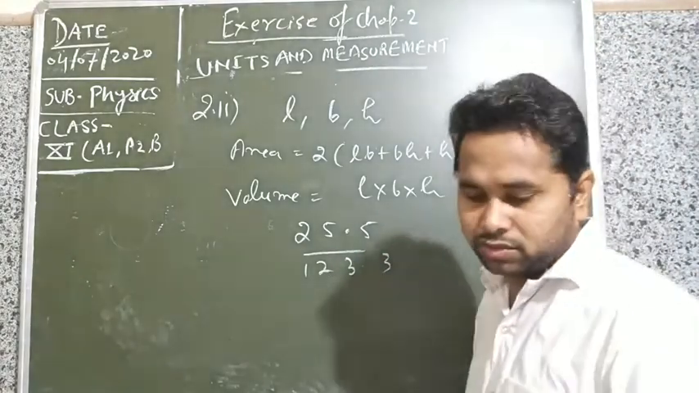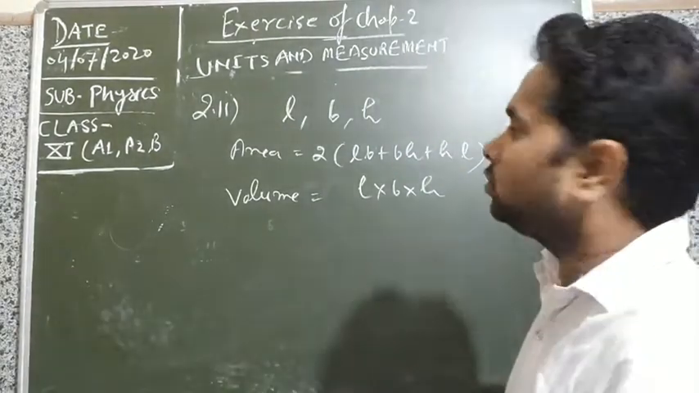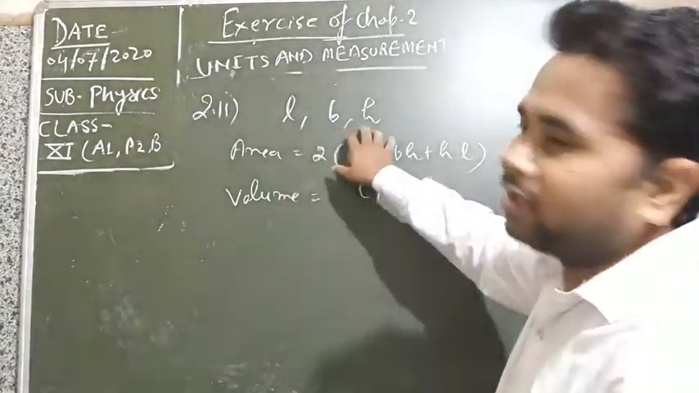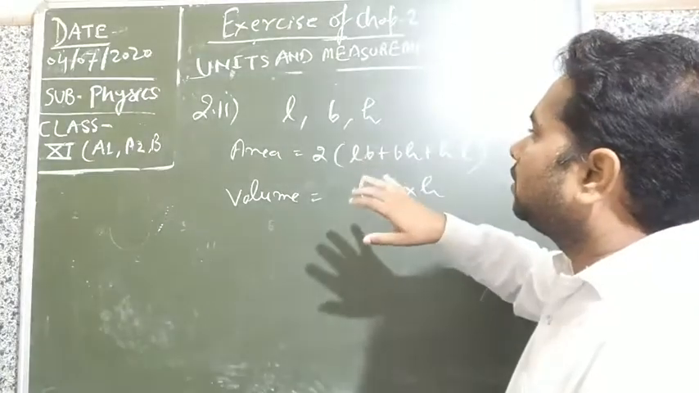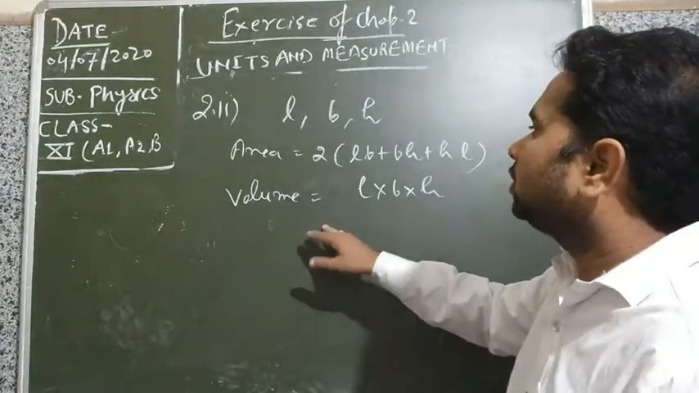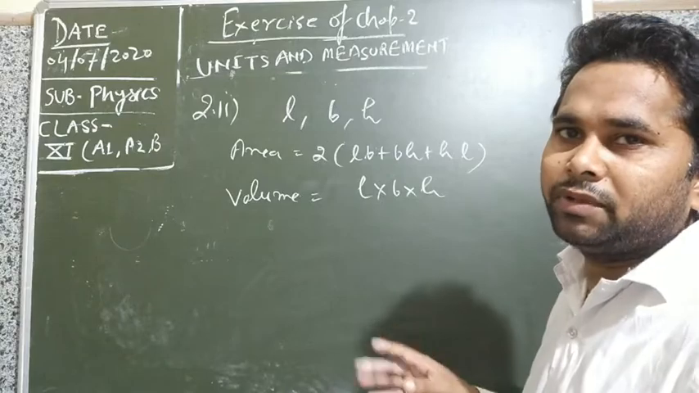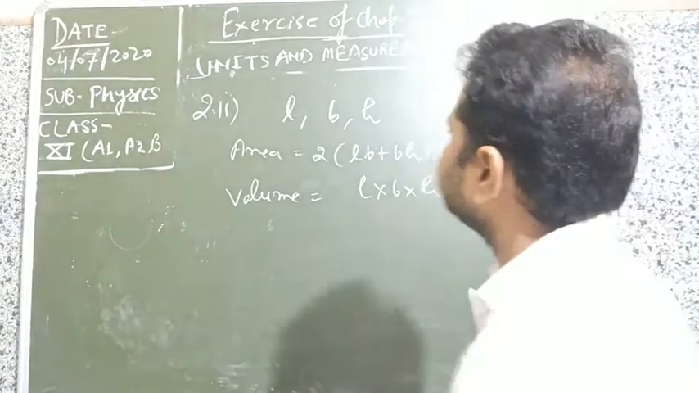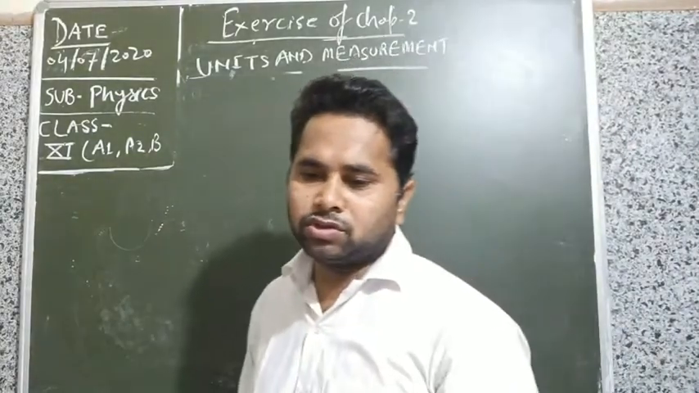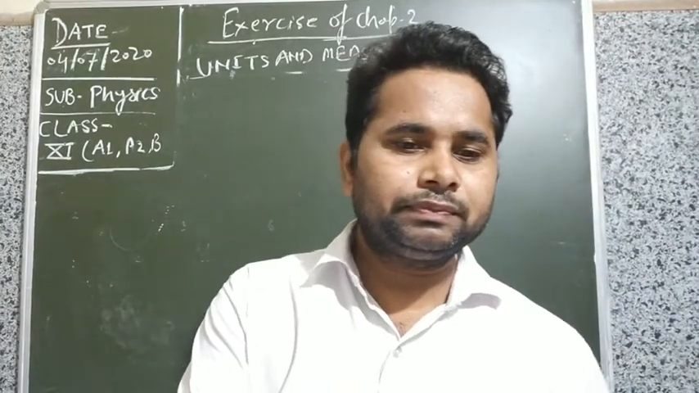So try this question also. I am repeating what we have to do. You have to calculate the area and volume for the given values of L, B, H, and round off the area and volume values up to one digit after the decimal point only. That will be the answer. And similarly, 2.12 is a question. Also try this question 2.12.